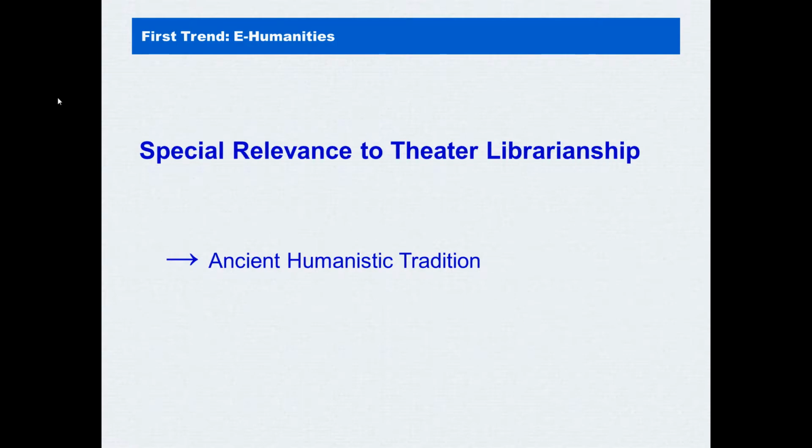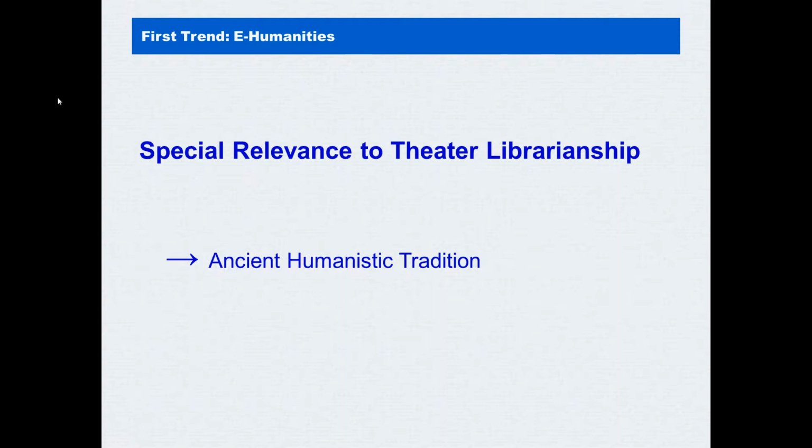E-humanities has particular relevance to theater librarianship because of all humanistic disciplines, theater has the most ancient tradition as the crucible of humanistic thought. Euripides, Sophocles, Shakespeare, and Beaumarchais give us some of our most fundamental ideas about our relationships with each other and with ourselves.